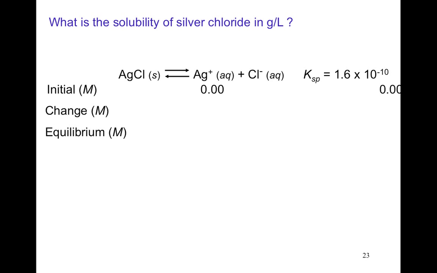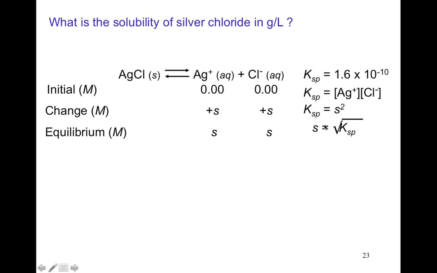So initially, we have solid silver chloride before we dissolve it in anything, so we have no aqueous ions. Our change is a plus S and a plus S because there are no coefficients here. And at equilibrium, we have S for silver, S for chlorine. Now we said we don't write our silver chloride in the equilibrium expression because we don't write solids. And so here we have 1.6 times 10 to the negative 10 is equal to S times S, so it's equal to S squared.